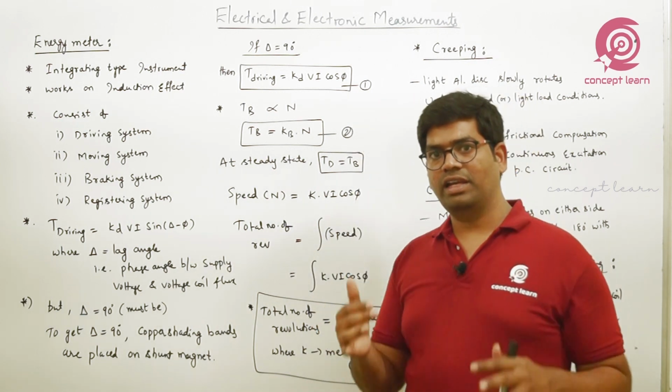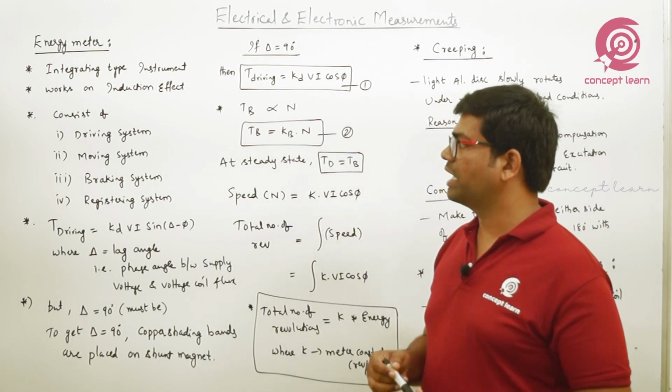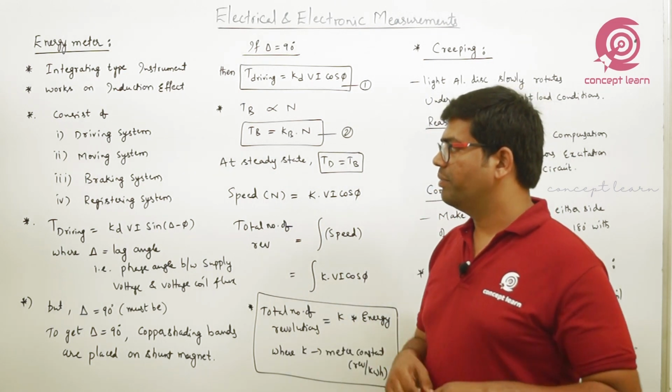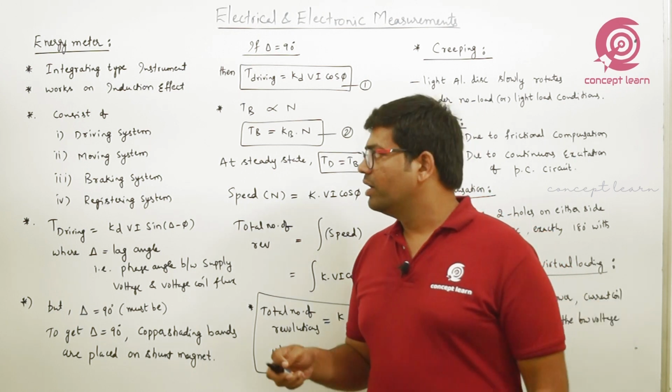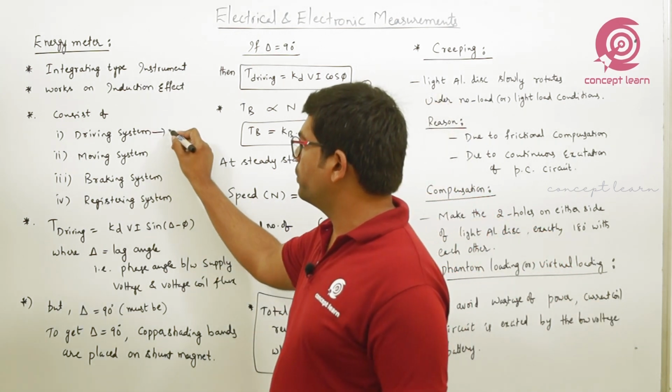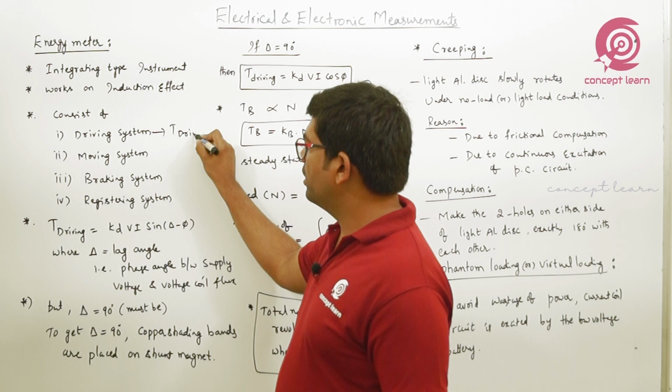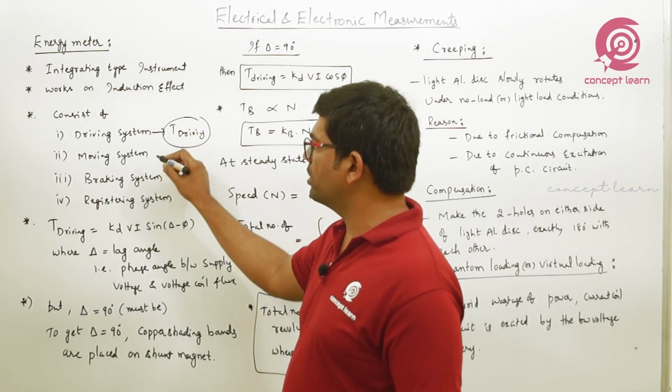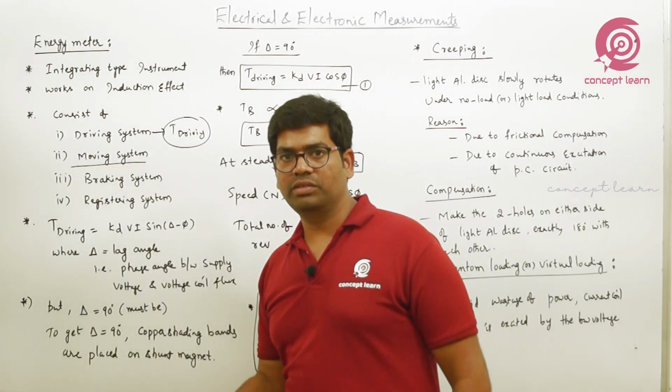And when you look at the energy meter, what are the main components here? Driving system, moving system, braking system and resisting system. The driving system's purpose is to produce the driving torque, and based on the amount of driving torque, the moving system, which is a light aluminum disc.